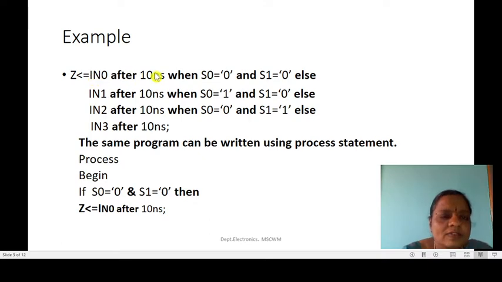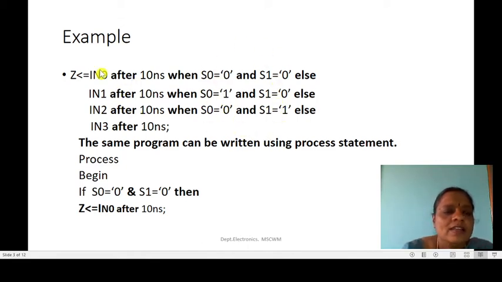So this is nothing but one waveform element: IN0 after 10 nanoseconds is one waveform element. And what is the condition here? When S0 is equal to 0 and S1 is equal to 0 is the condition. So here you see these else, when and after are all called what? The keywords. So here I tried to put all the keywords in bold letters. Okay, and these are the conditions.